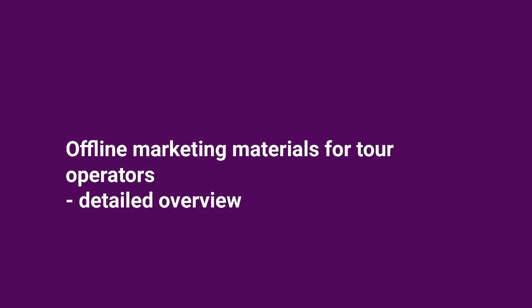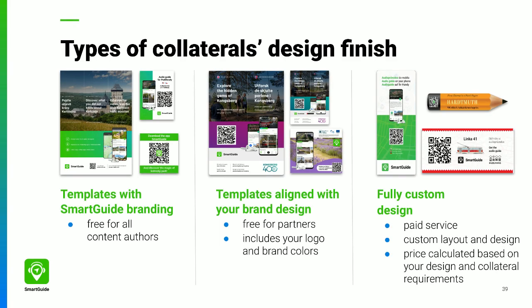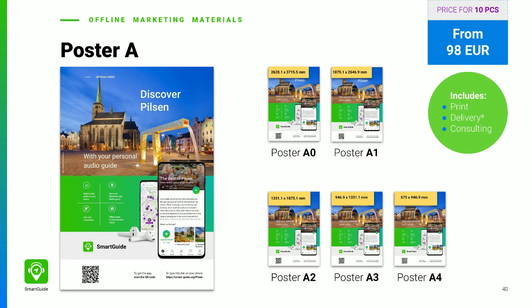Next, let's cover marketing materials that can be used to promote your digital audio guide, starting with offline collaterals. There are 3 ways to execute your collaterals, using templates with SmartGuide branding that are free for all content creators. Having SmartGuide templates aligned with your brand design that is free for all partners and includes your logo and brand colors. Or having a fully customized design, the price is calculated based on your design and collateral requirements. Let's start with posters. An A-format poster can be done in A0, A1, A2, A3, A4 formats.